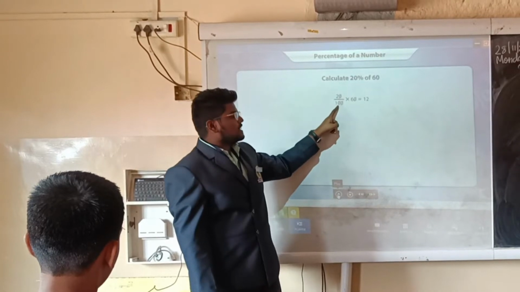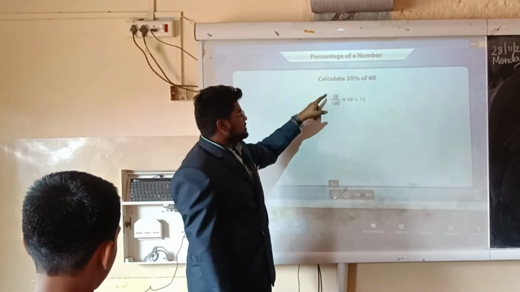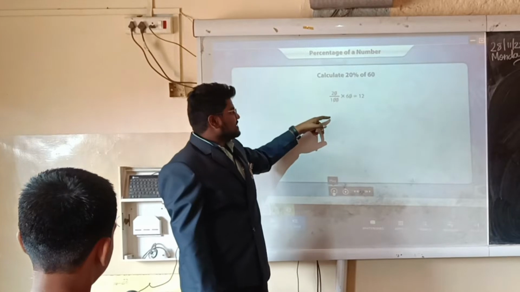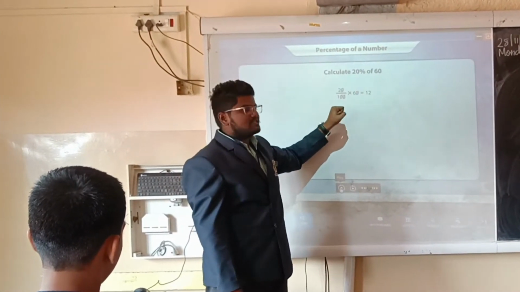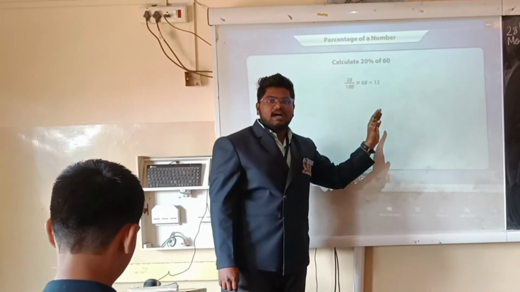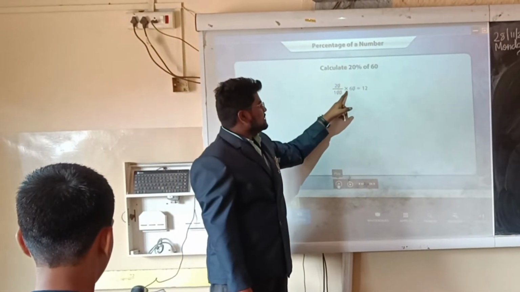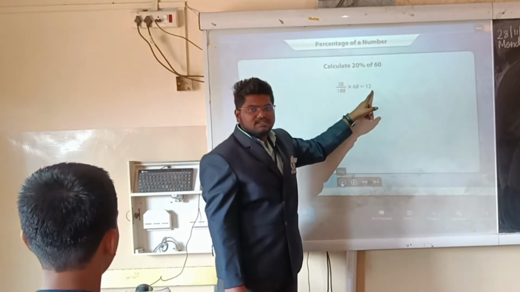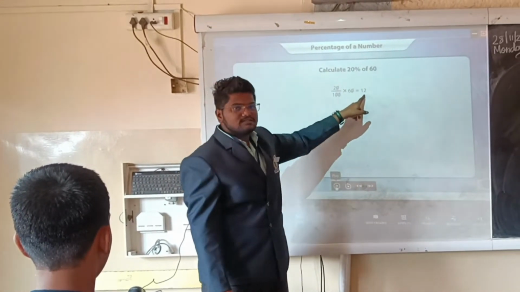And in the denominator, for 100 you have two zeros. So basically we have two zeros in the numerator and two zeros in the denominator. So when you cut them, you cut one zero from the numerator and one from the denominator, and the second from the numerator and the second from the denominator. After cutting out using the cancellation of zeros, you are left with 2 multiplied by 6, and 2 multiplied by 6 is nothing but 12. Therefore, 20% of 60 is 12.